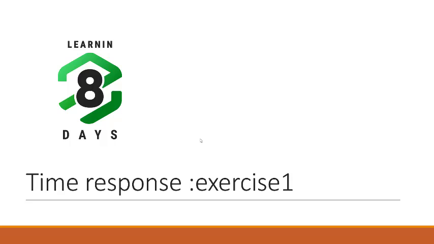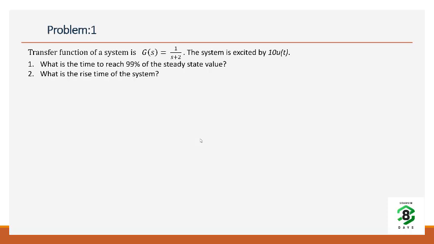Hi, today we will solve a few problems related to the time response analysis. The first problem is a transfer function is given as 1 by s plus 2 and the system is excited by input of 10 ut which is a unit step multiplied by 10. Now we have to find out the time taken by the system to reach 99% of the steady state value.